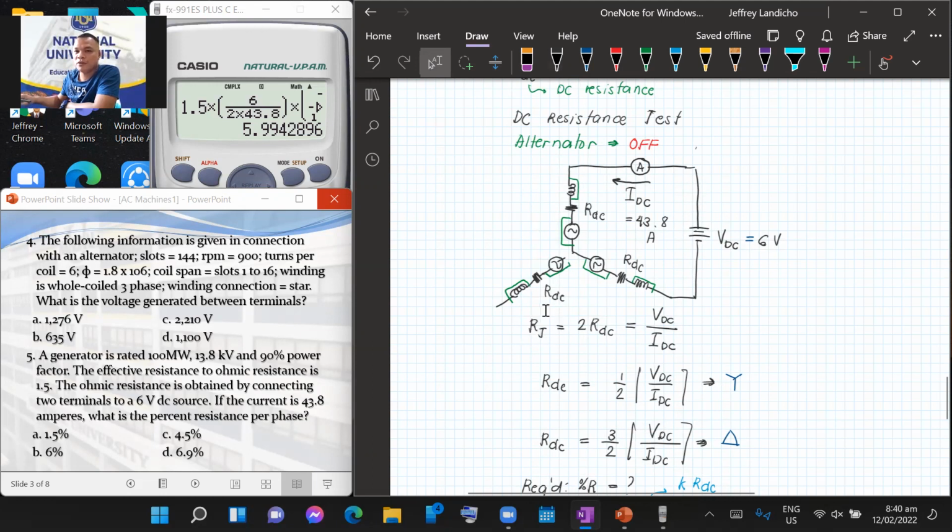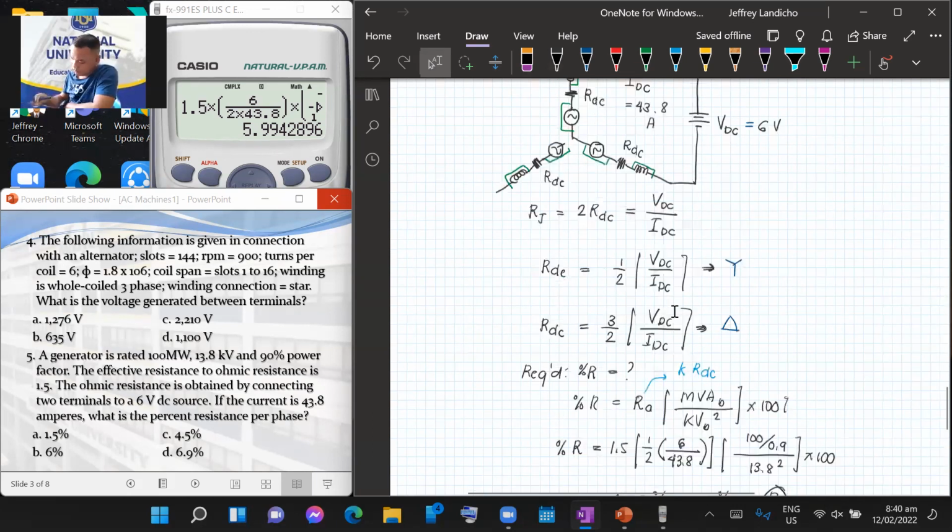So therefore, once you have the total resistance, you apply it now. Right? This is the total resistance. If it is Y, it is 1/2 of the total resistance. If it is delta, it is 3/2 of the total resistance. So that is another way to determine the resistance per phase of your alternator, either by applying DC voltage or by just measuring using an ohmmeter.